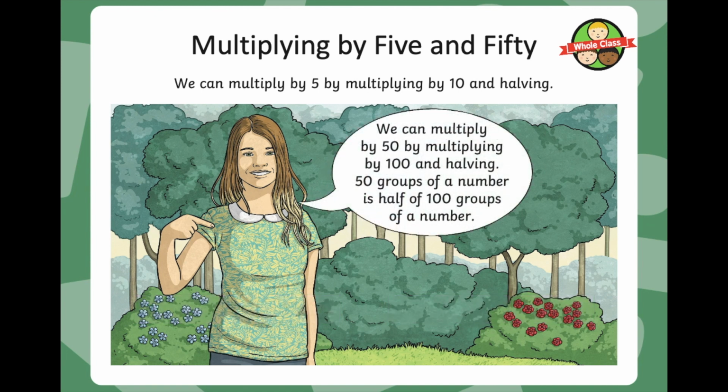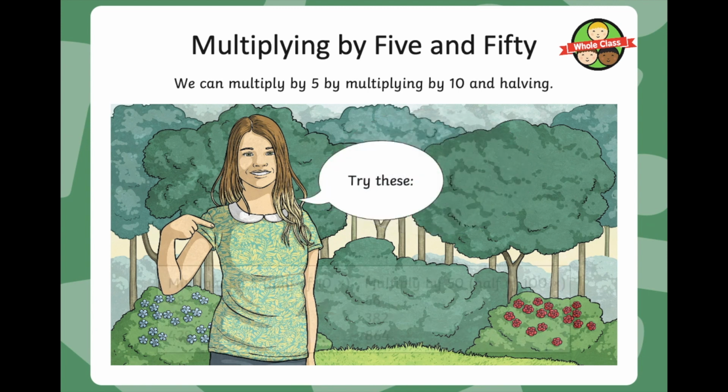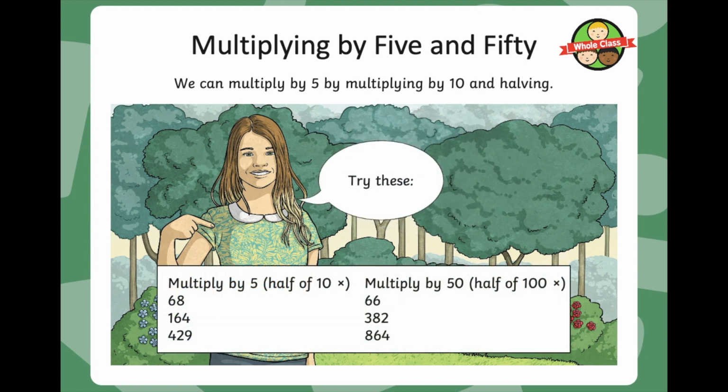We can multiply by 50 by multiplying by 100 and halving. 50 groups of a number is half of 100 groups of a number. Try these. I want you to pause the video and have a go at multiplying 68, 164 and 429 by 5, and by 50 I want you to multiply 66, 382 and 864. So pause the video here and see how you get on using these strategies.